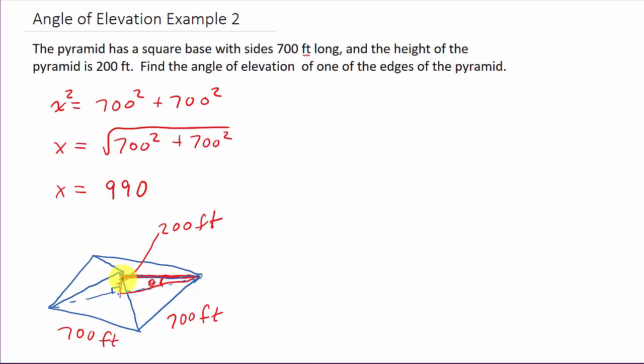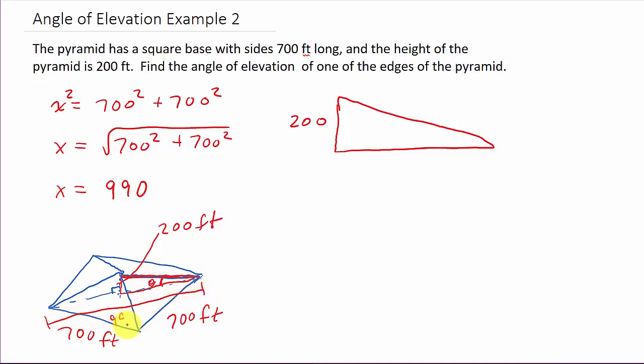Okay, so let me erase this real quick. And now what I'm going to do is take this triangle out here, and I'm going to draw it right here. And I know this is 200 feet, and then I know this is half of 990, because this distance from here to here is 990, so I know from here to here is half of that. So if I take 990, divide that by 2, I get 495. And then once again, we're looking for the angle of elevation, this theta here. So this is theta, and that's what I'm looking for.